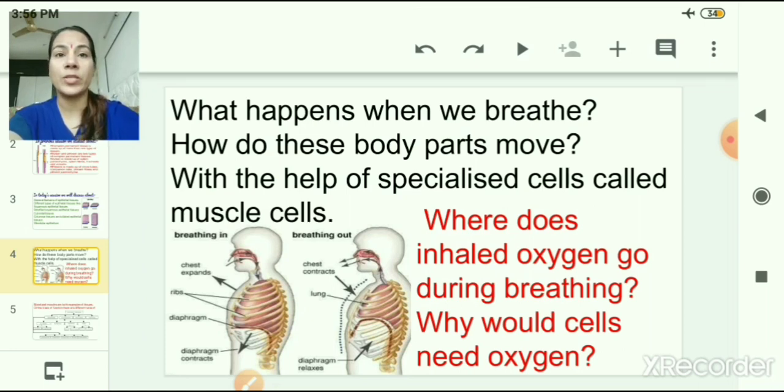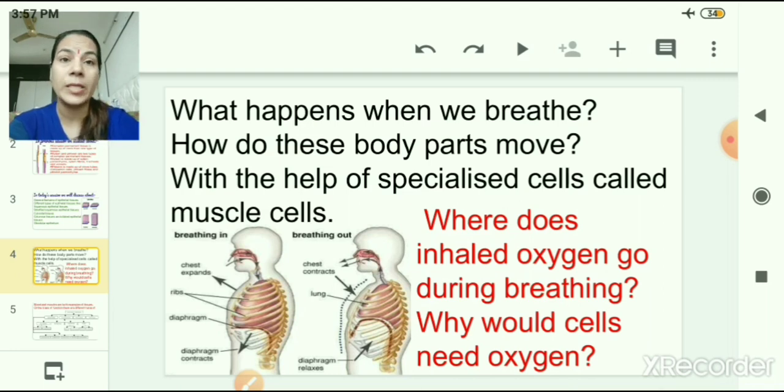Now there is one more question, children. Where does inhaled oxygen go during breathing? When we inhale, we take oxygen into our lungs. Then from there, where does it go in our body? And why would cells need oxygen? We all know from our previous classes that when we inhale oxygen-rich air, it goes into our lungs, and from there that oxygen is diffused into blood, and from blood it reaches each and every part of our body, where all these cells get this purified or oxygen-rich blood.